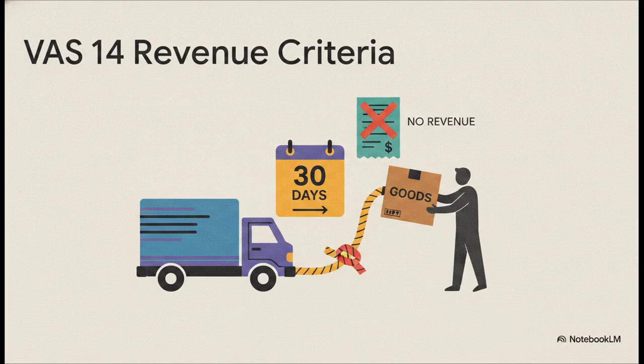And the most critical one? The significant risks and rewards of ownership must have transferred to the buyer. For example, if you deliver goods worth 500 million VND, but you give the buyer an unconditional 30-day right of return, those risks haven't fully transferred yet. That condition is unmet, which means you cannot recognize that revenue today, period.